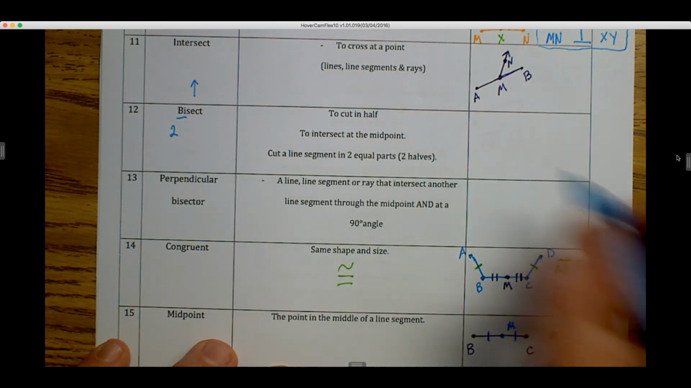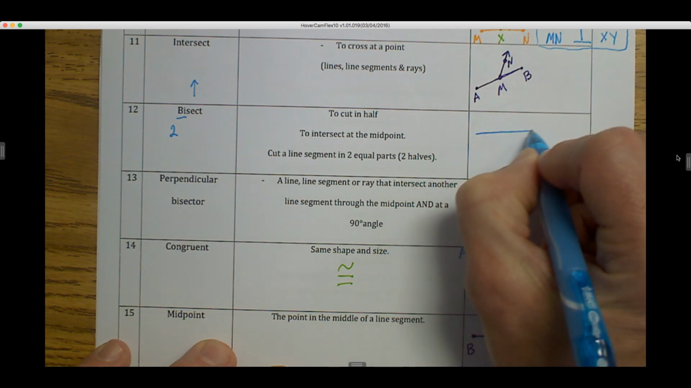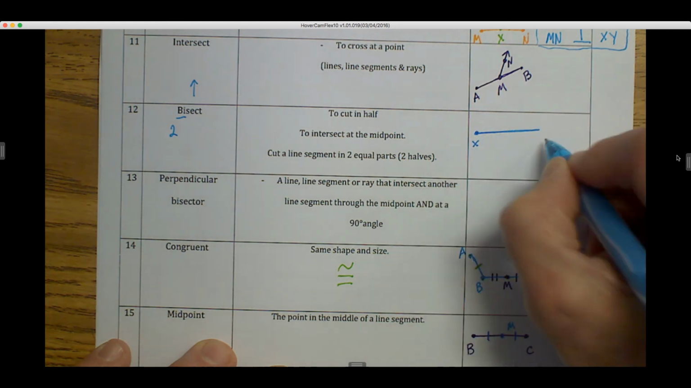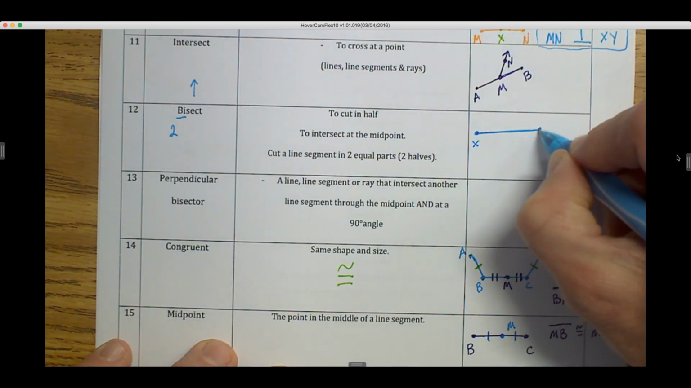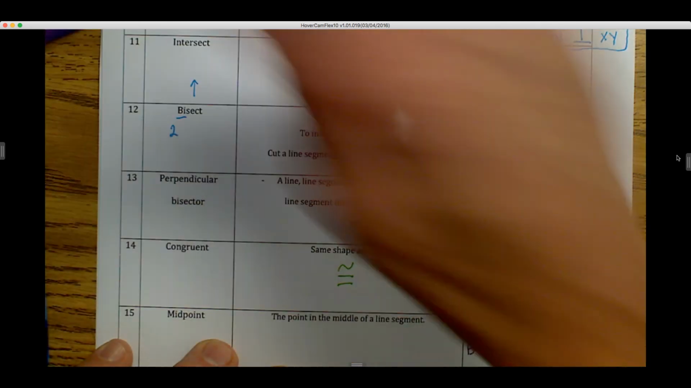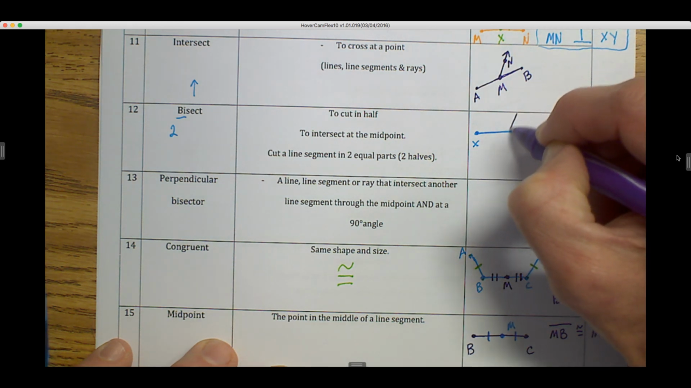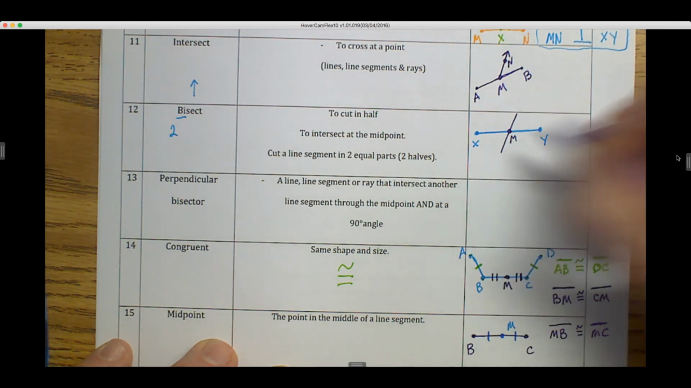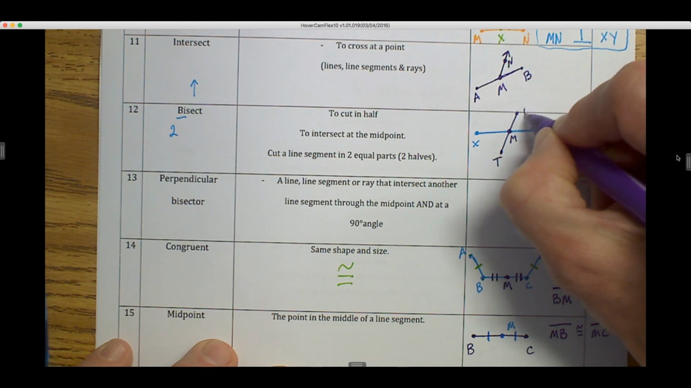So let's get started on this picture. So here we go. We have X here, we have Y there. We have a line segment XY, and then let's do a line segment TU. And I hope I put that. So let's put an M there for the midpoint. Let's put a T here, and let's put a U up here.